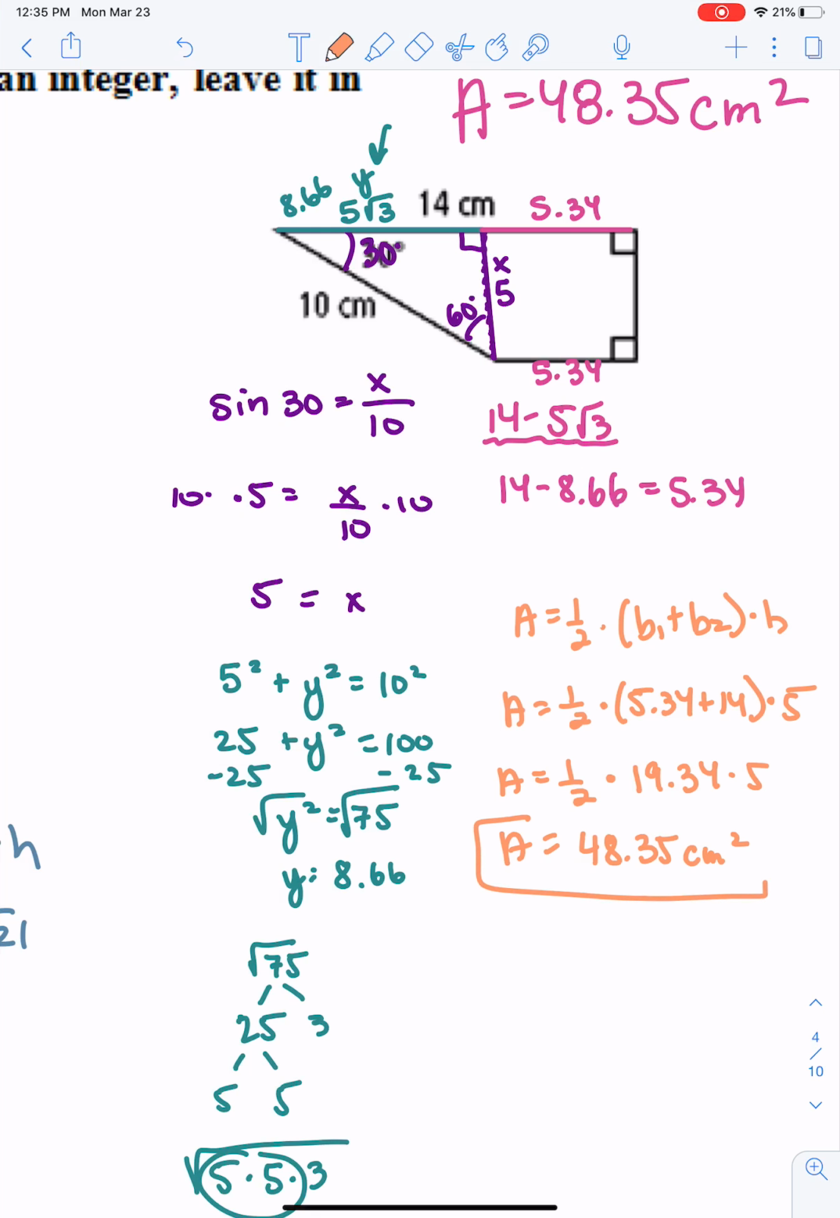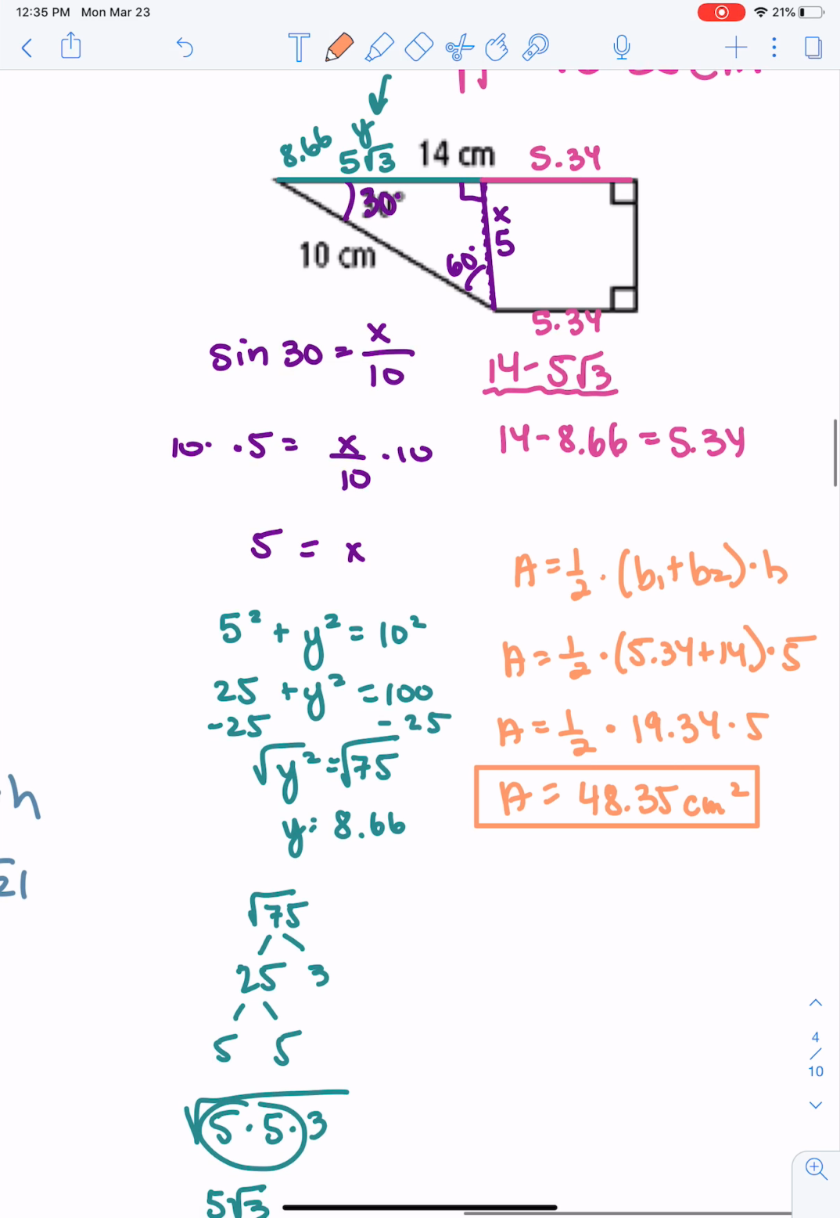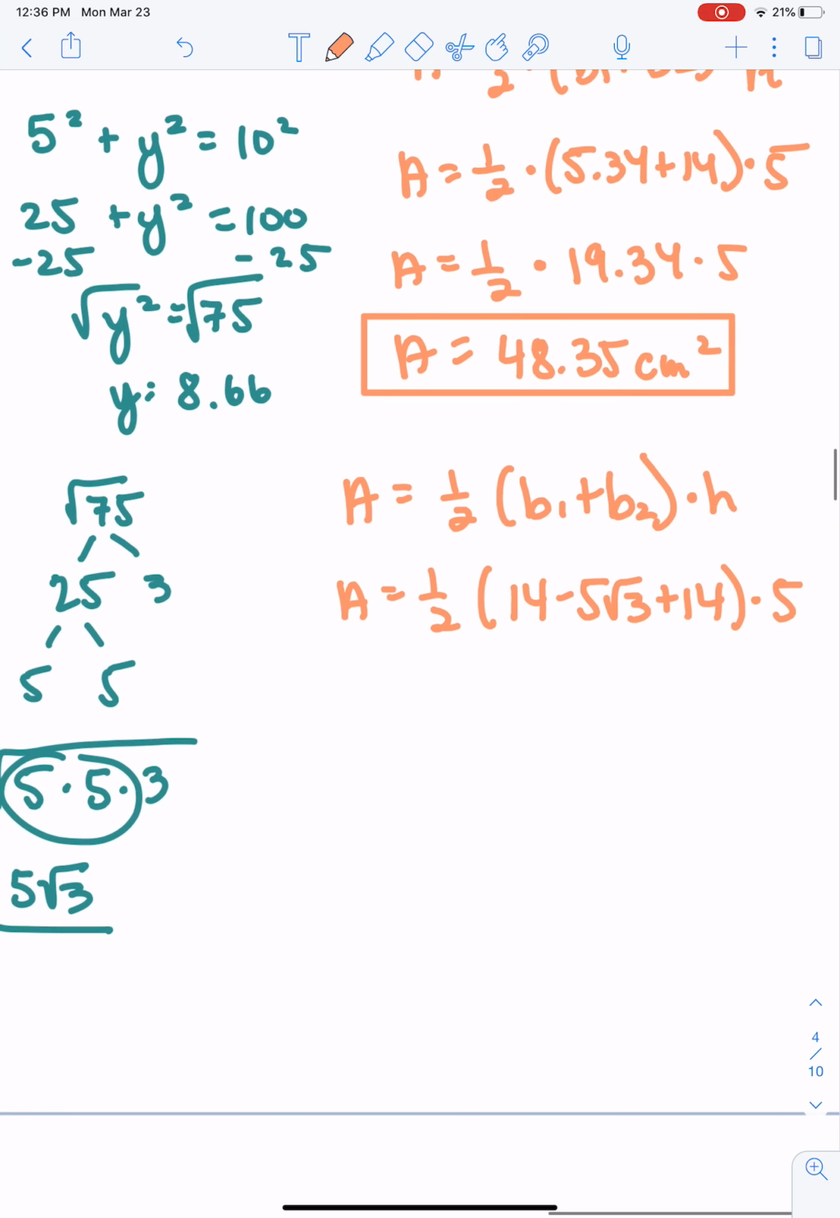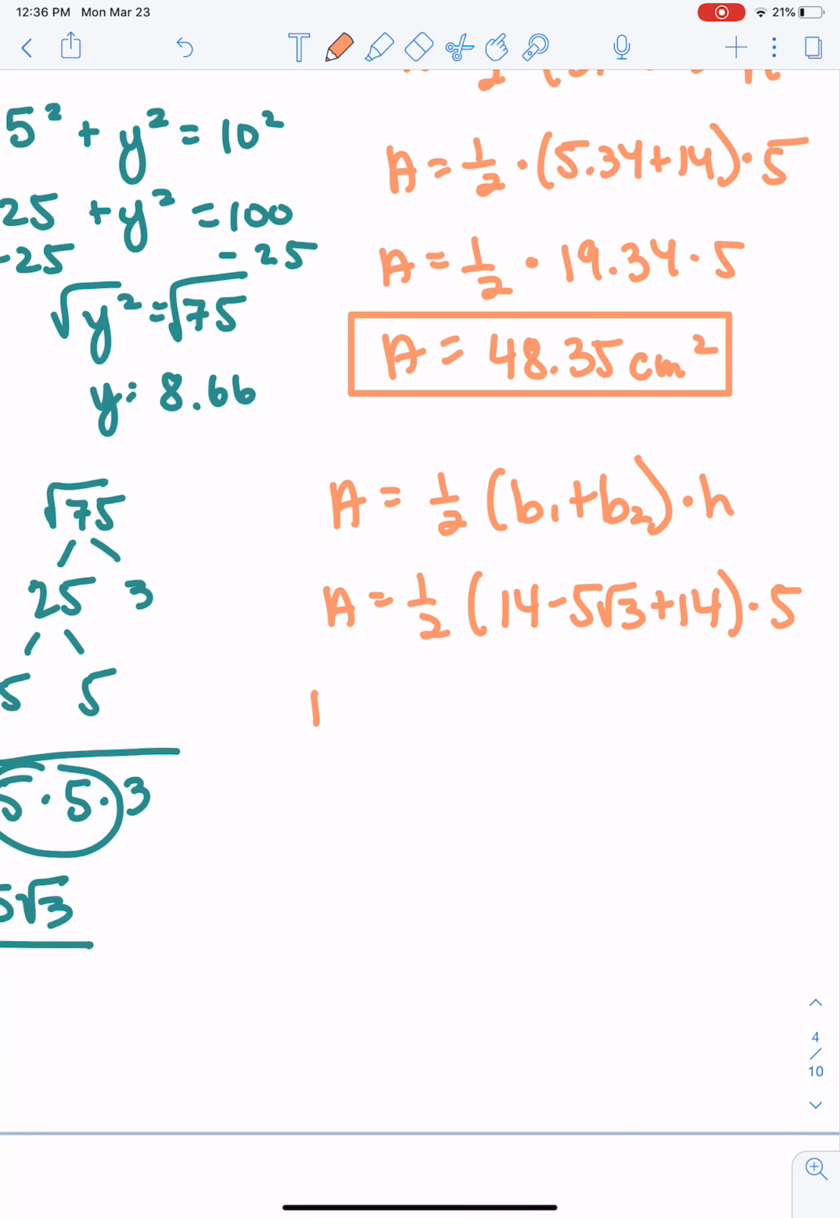If you would like to do the ACT method, I'm going to show that right here. We would have the area is 1/2 base 1 plus base 2 times the height, and 1/2, and then the base 1 is 14 minus 5 square root of 3 plus base 2 is 14, and then the height is 5. So it'll give us the same answer. It's just going to look a little weird.